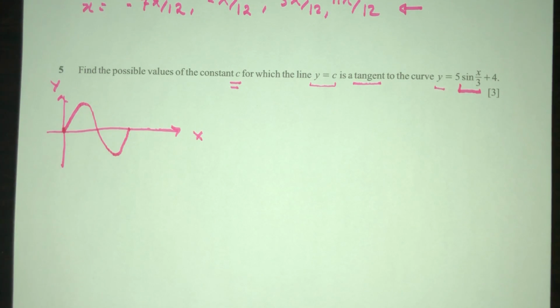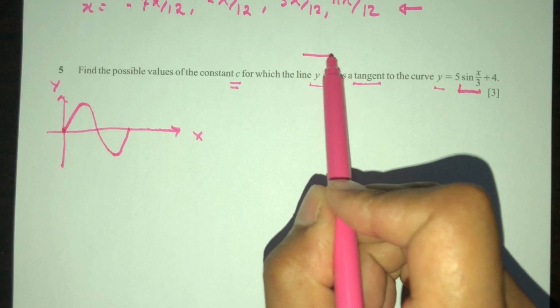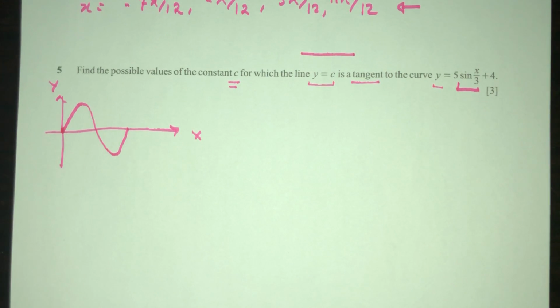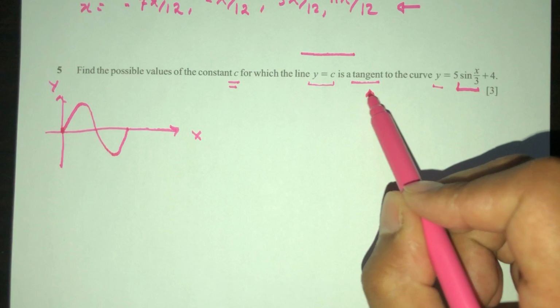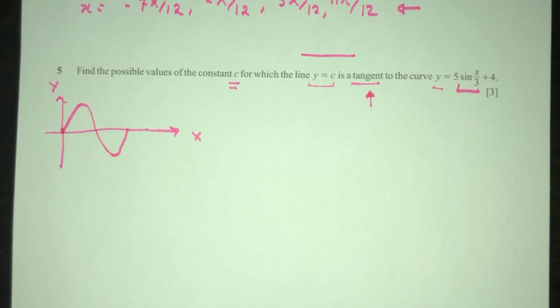Usually, this is how a sine curve looks. Now, the question here is, we have a line, y equal to c. What does the shape of this graph look like? Y equal to something is going to be a straight horizontal line. Makes sense, right? Now, we know it is a tangent. What does that mean? It means that the line touches the graph at exactly one point.